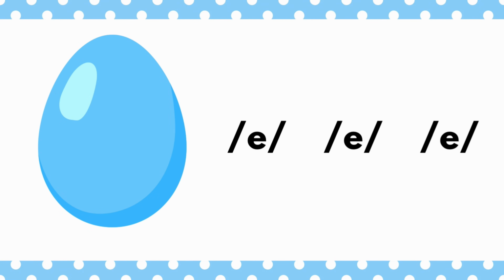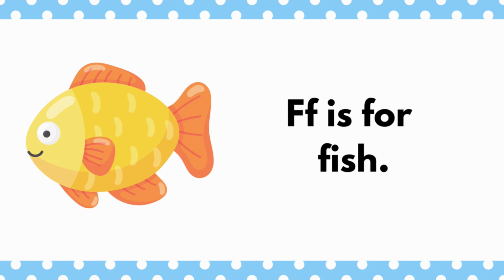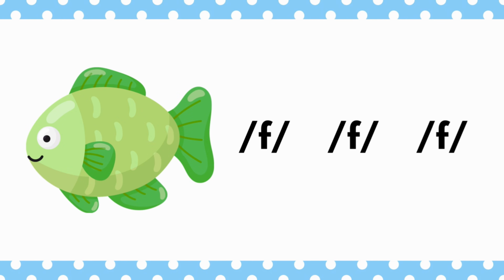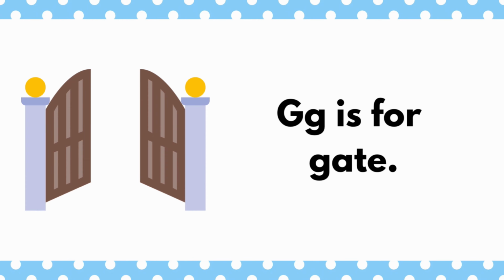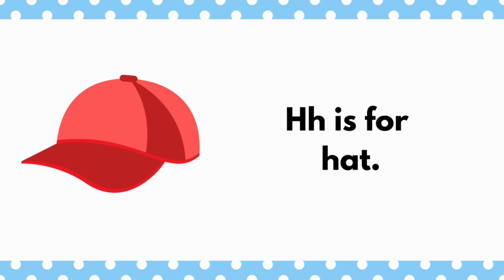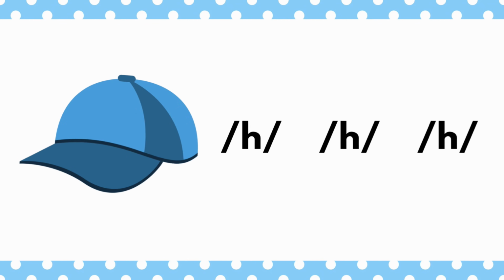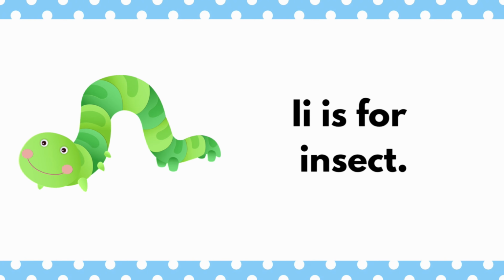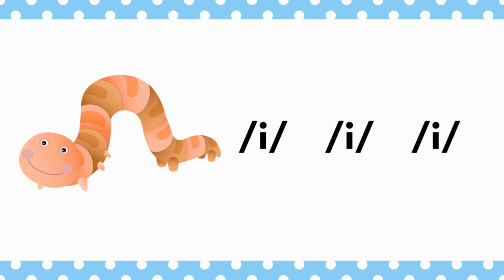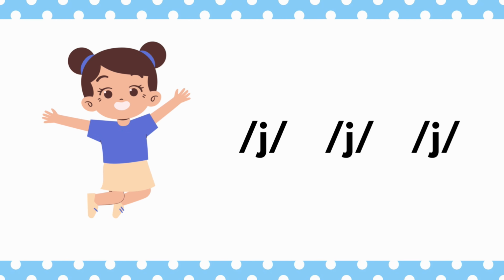E, e, e. F is for fish. F, f, f. G is for gate. G, g, g. H is for hat. H, h, h. I is for insect. I, I, I. J is for jump.